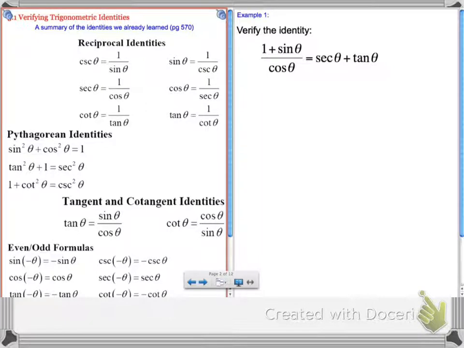This is video 512, and we're continuing on with verifying identities and getting some more hints to get us started and to create our list of hints for verifying identities. So let's take a look at this first example.